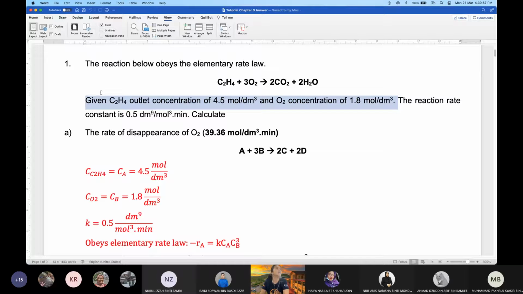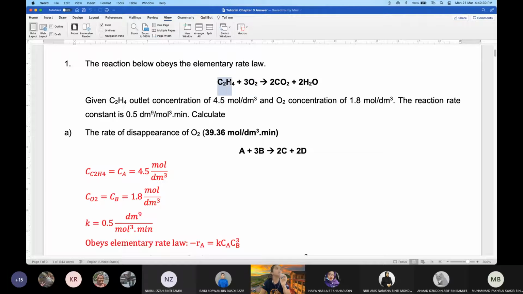Okay, so dia bagi kita C2H4 ni, we put it as A, oxygen gas ni we put as B. As I told you, sebab dalam penyiraan kita normally you refer it as A, B, C and D. Tapi dalam soalan, of course you are given the real chemical equation ataupun the real chemical reaction. So to avoid confusion, you straight away write down which is A, which is B, which is C, which is D.